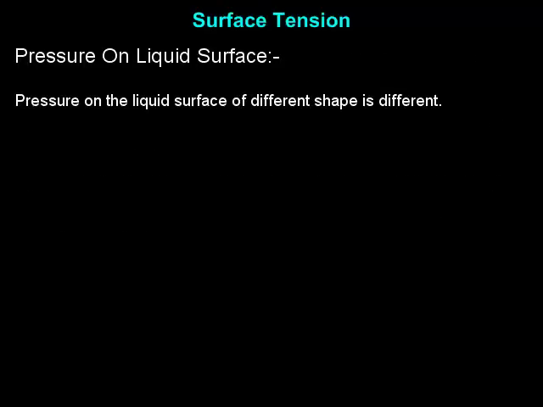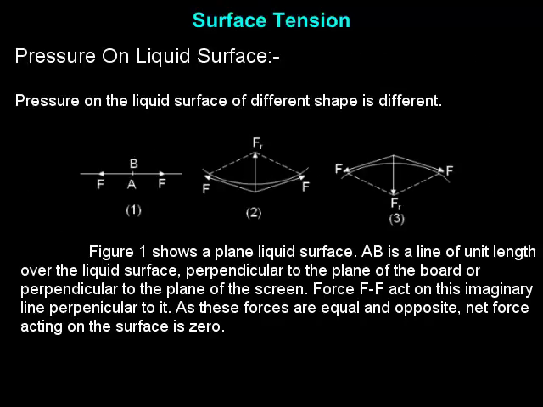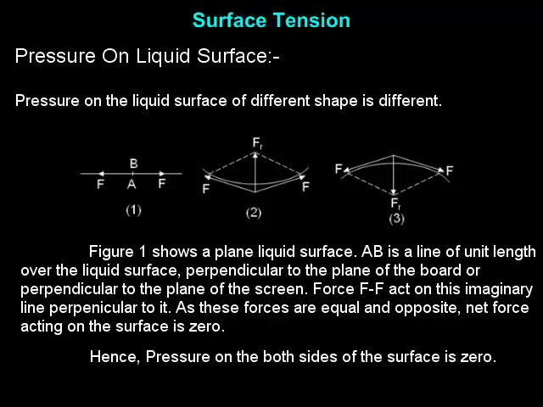Pressure on the liquid surface of different shape is different. Figure 1 shows a plain liquid surface. AB is a line of unit length over the liquid surface perpendicular to the plane of the board, or perpendicular to the plane of the screen. Forces F, F act on this imaginary line perpendicular to it. As these forces are equal and opposite, the net force acting on the surface is 0. Hence, pressure difference on both sides of the surface is 0.